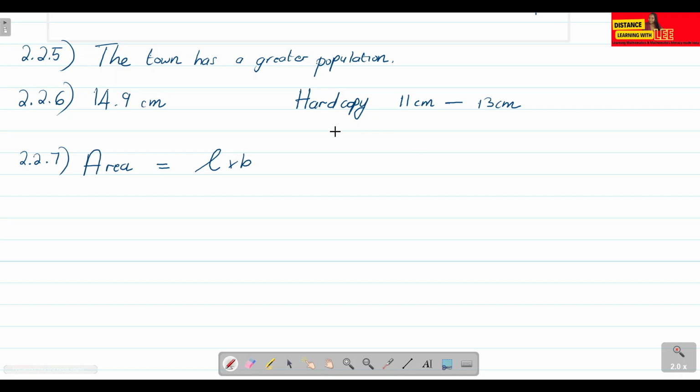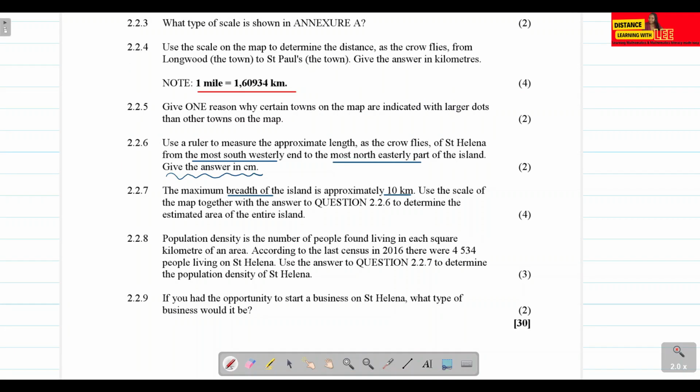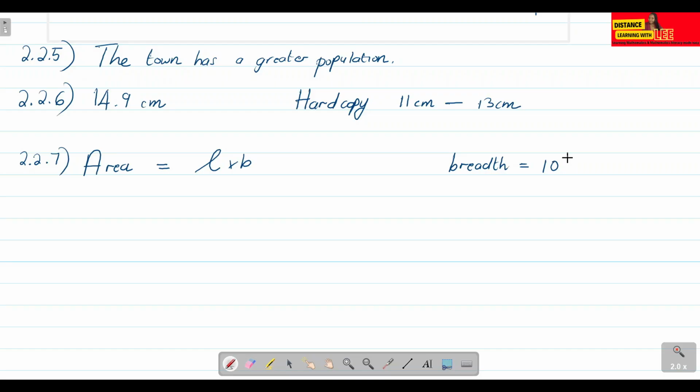And then remember, I'm just going to use the values that I'm getting from my electronic copy. Remember that we are given that the breadth is equal to 10 kilometers, so the breadth is in kilometers. However, what was the length that we've obtained? We found that the length is equal to, I'm going to use my length of 14.9 centimeters. So now what must we do before we can even calculate the area?